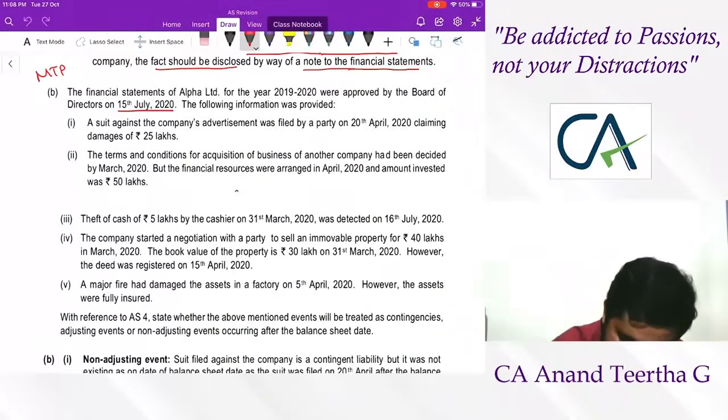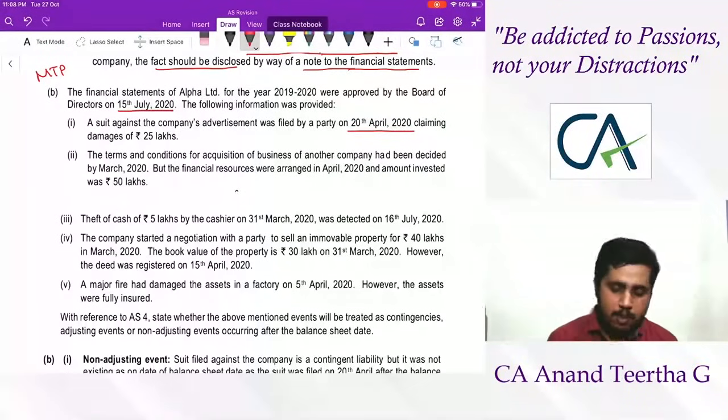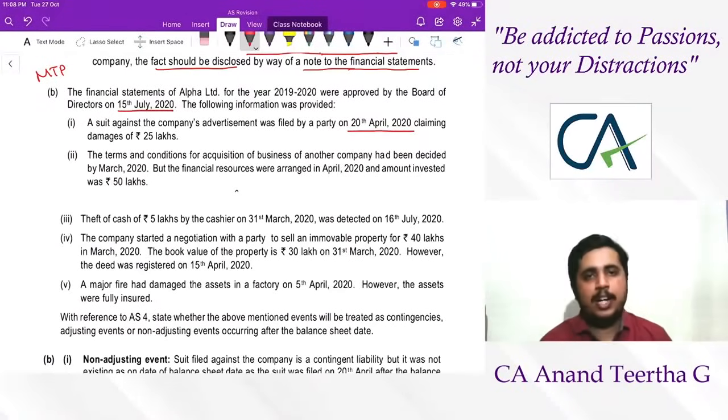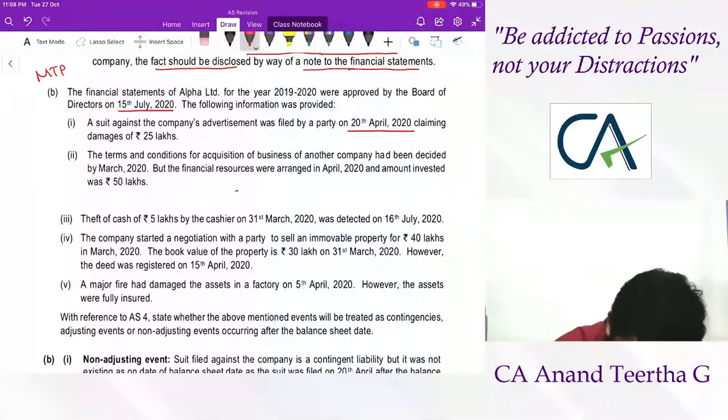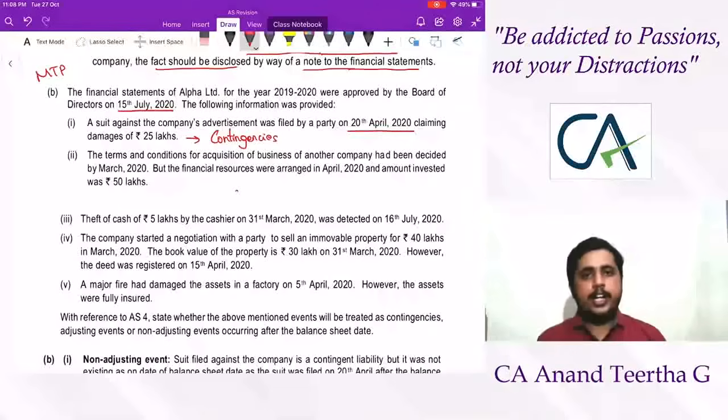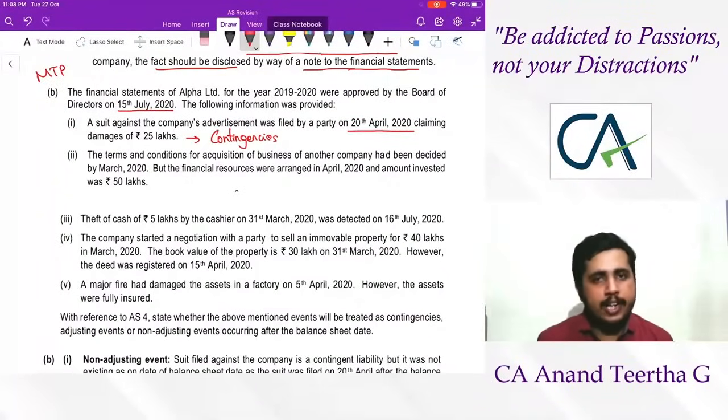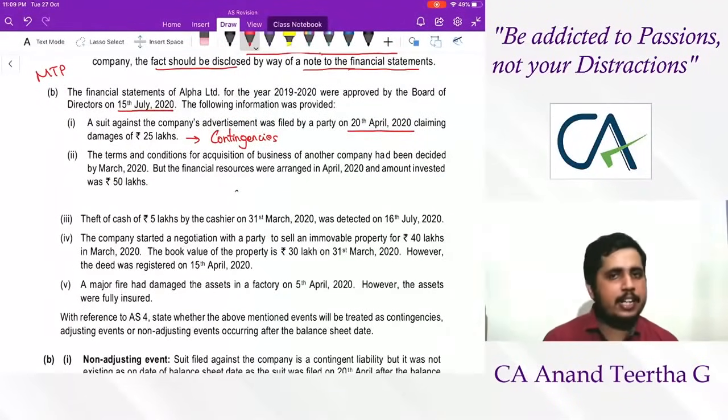Now, first see, the date is 20th April, so it is within the time. What are they saying? A suit against the company's advertisement was filed by a party claiming damages of 25 lakh. A suit has been filed, which doesn't mean that we are going to lose the suit for sure. We may win it, we may lose it. This gave a need to go with contingencies. The point is we may lose the case, which means occurrence or non-occurrence of future uncertain events. So therefore it's a contingency for us.